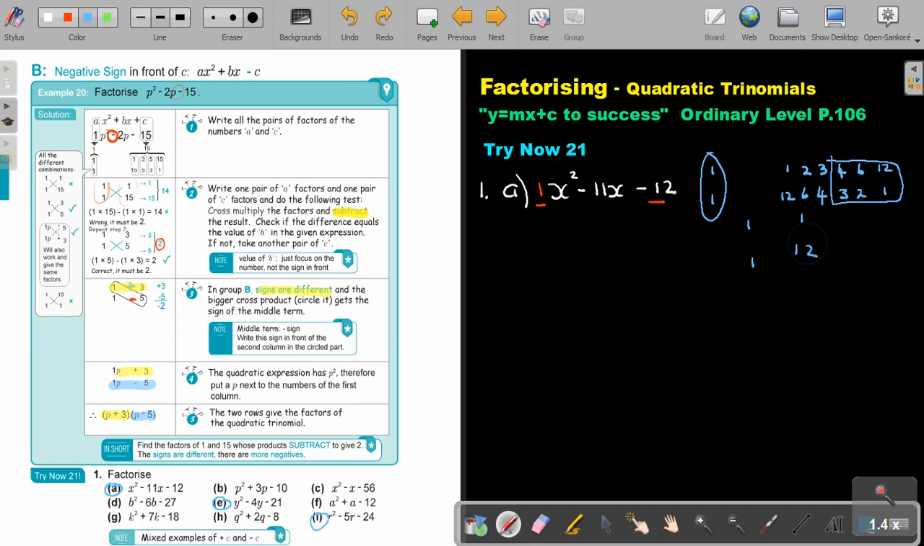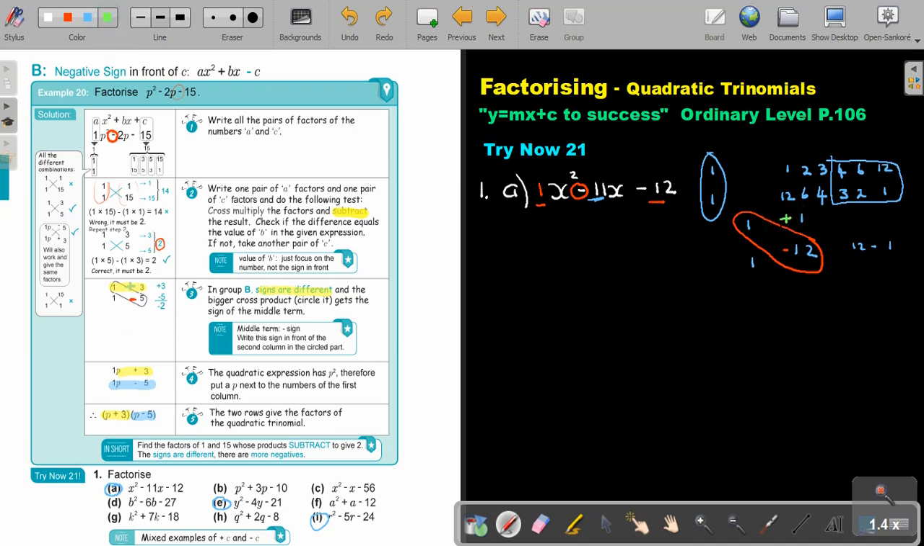Let's try 1 and 12. If I multiply, this is 12. If I multiply, this is 1. If I subtract, excellent, I got 11. So I already have the correct one. Now, don't forget, the biggest cross product, encircle it. Make a circle around it. And then what sign will be there? A negative. Put it in the second column in front of the number. And if this is a negative, then this is the opposite sign.